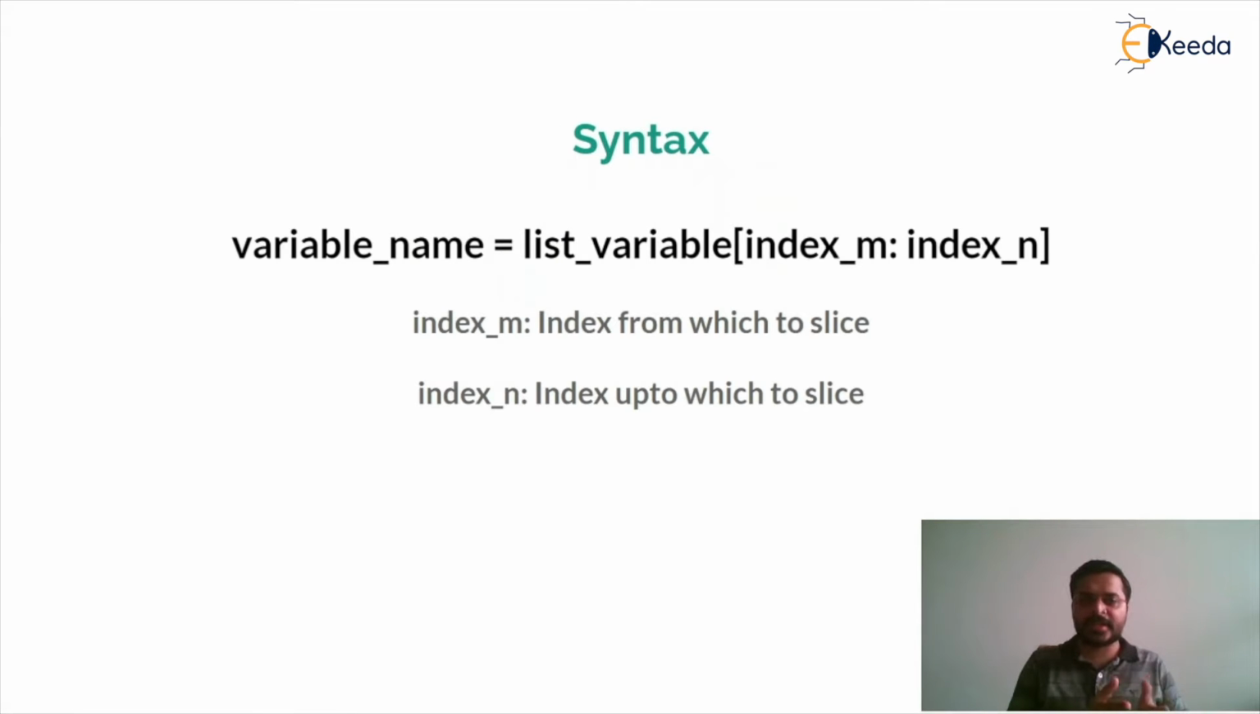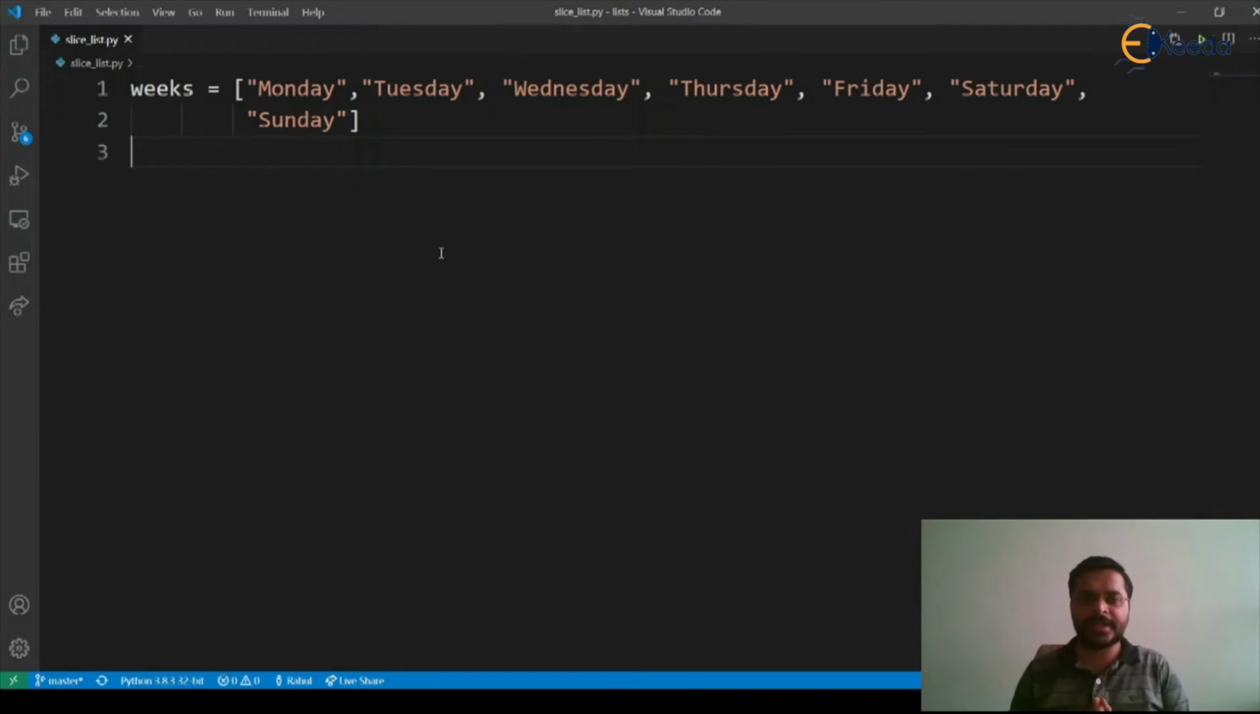The syntax is: we have a variable to which we want to assign the sliced list, and then we take the list variable which already has a list in it, and mention the indexes from which up to which index number we want to slice this list. Let's see this in an example to get more clarity. Here we have already created a list of weekdays where the zeroth index is Monday and index number 6 is Sunday.